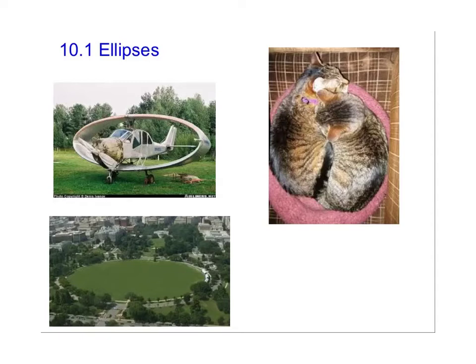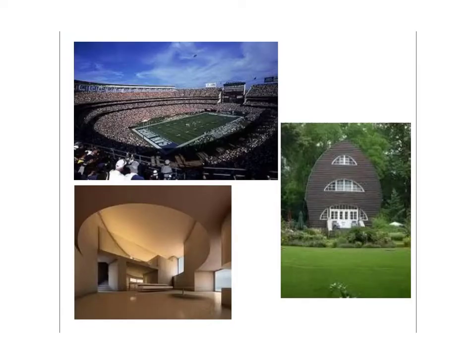Okay, the cat thing is really stretching it, but this is an ellipse, and I just thought that was very interesting. Football stadiums are often elliptical. It's a pleasing shape, and it allows more people to be closer to the action. This right here was some interesting architecture, as well as this type of building.